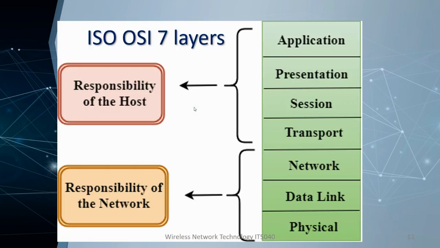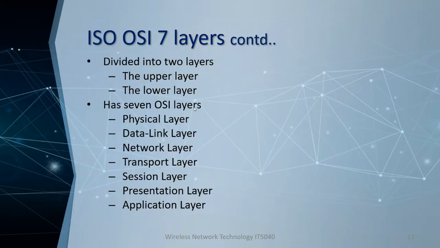And when we are talking about the ISO OSI 7 layers, there are 7 layers, namely physical layer, data link layer, network layer, transport layer, session layer, presentation layer, and the application layer. I'm going to talk about one layer at a time. It is divided into two layers, the upper layer and the lower layer.